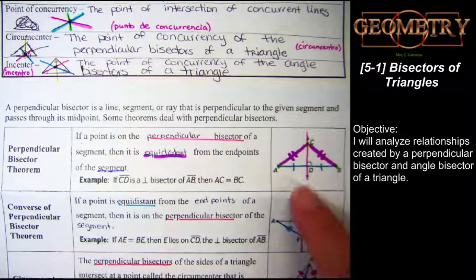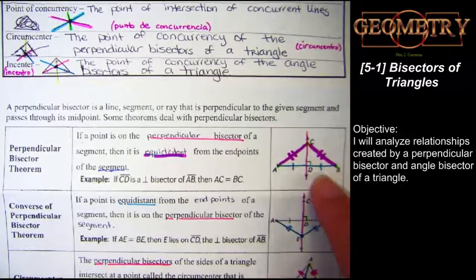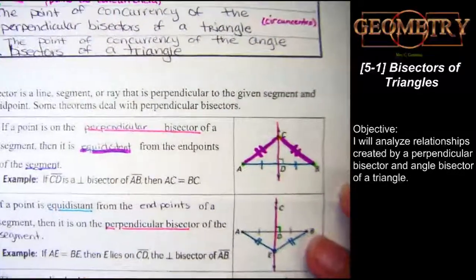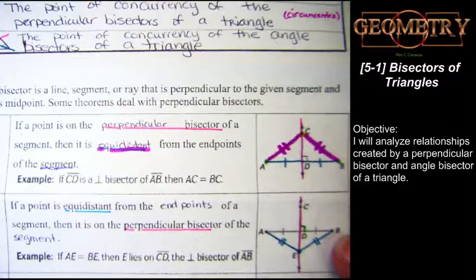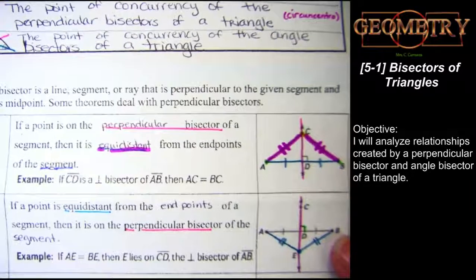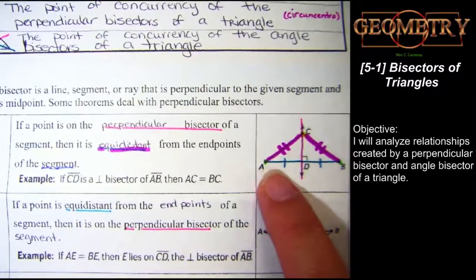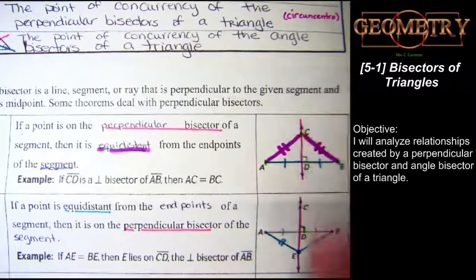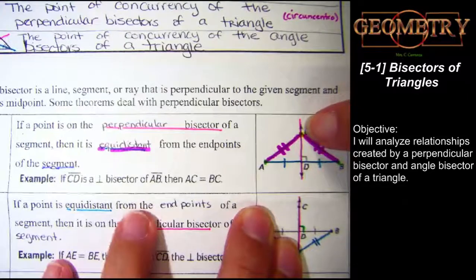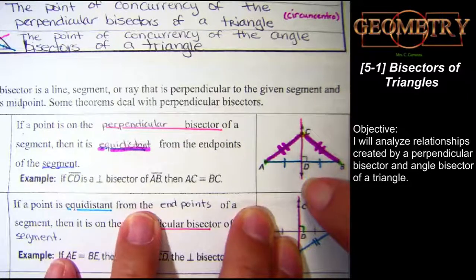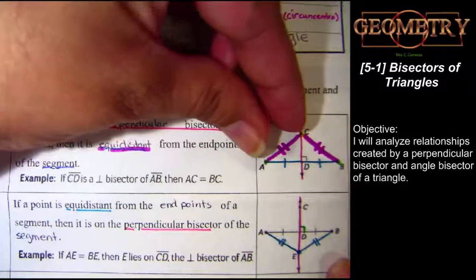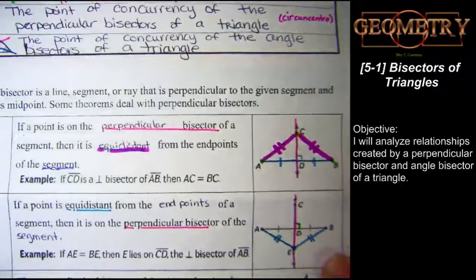Okay, so I have some segment AB, and we have its bisector CD. I'll zoom out again in a little bit if you're still copying definitions. So I have this segment AB, and I have this perpendicular bisector CD. If this point C is indeed on the perpendicular bisector, this distance between C and one endpoint has got to be the same as the distance here from C and the other endpoint. That's all the theorem is saying.